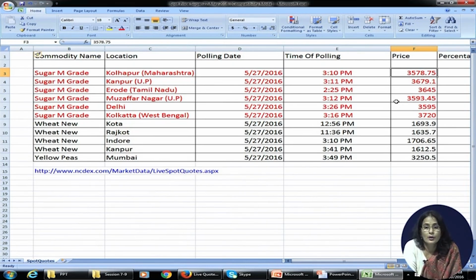So the exchanges take the responsibility of collating this information, by conducting a poll and making this information available in the commodity exchange, so that derivative traders, futures and options traders are able to use this information for pricing the derivative contracts.